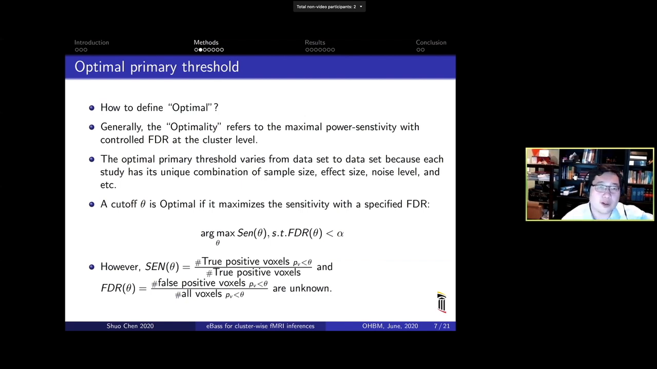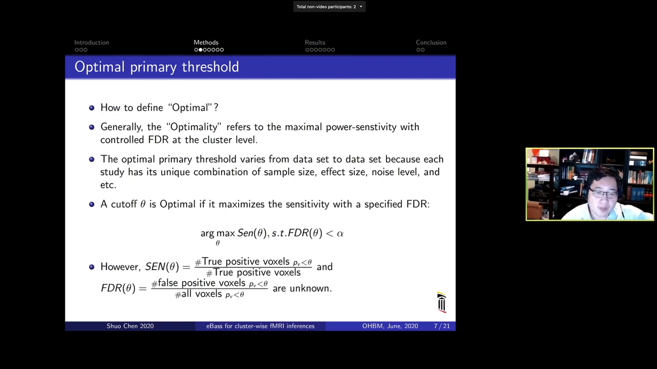First, we want to define what is optimal. Generally, optimality refers to when you can control your FDR at the level you specified, for example, FDR at 20%. Optimality means that at that level, you can reach the maximum power. If I write that mathematically, a cutoff theta is optimal if, when you constrain the overall FDR to be less than alpha, the cutoff maximizes your sensitivity. The sensitivity is determined by theta, and the FDR is determined by theta. Theta is the primary threshold.